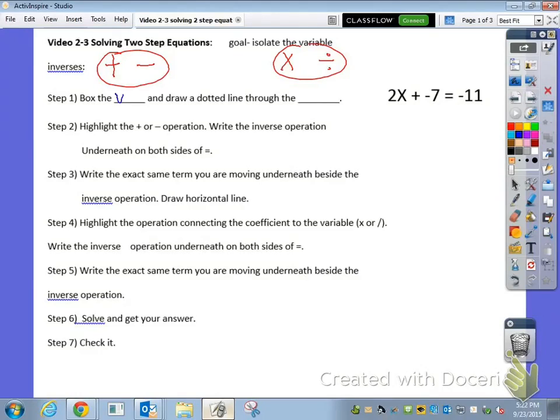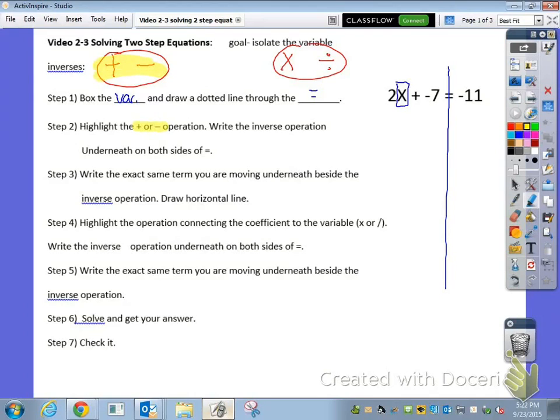First of all, box the variable, okay? And draw a line through the equal sign. I always want you to do that first. So draw a line and box the variable. That way you know I want to get x by itself, and I know I have a left and right side. Okay, next I want you to highlight, and this is very important, you highlight the addition or subtraction.